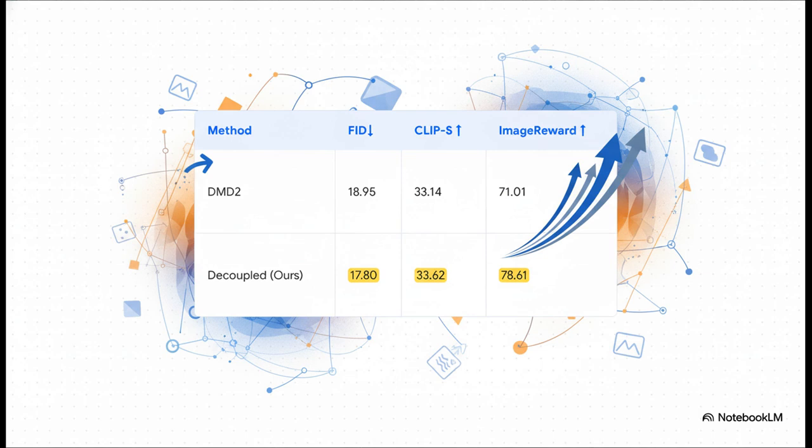They basically gave each component a job that was perfectly suited to its unique strengths. And the results? Well, they speak for themselves. This table compares their new decoupled method to the previous best-in-class, DMD2. For metrics like FID, where lower is better, they're lower. For metrics like CLIP score and ImageReward, where higher is better, they are significantly higher. They didn't just meet the state-of-the-art. Armed with this new understanding, they beat it.